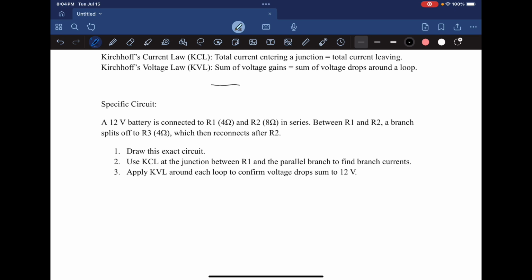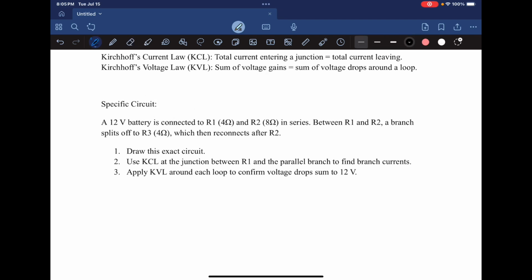So an example of this, if you have a battery somewhere over here, it comes into a resistor, and then there's a junction here, and there's a resistor up here, and a resistor down here, and they rejoin. The total current right here is going to equal the total current right here.